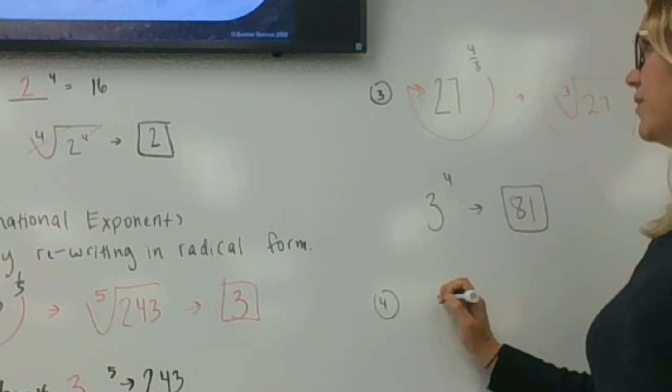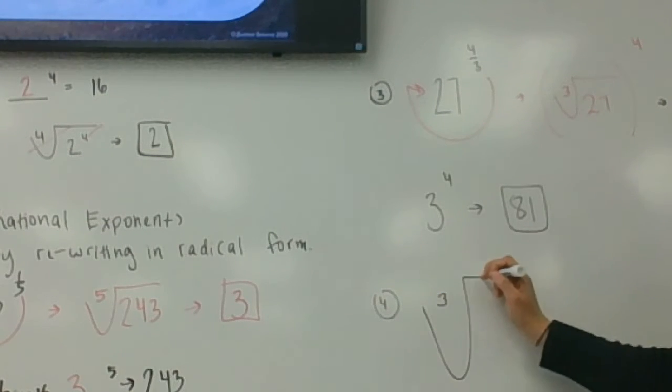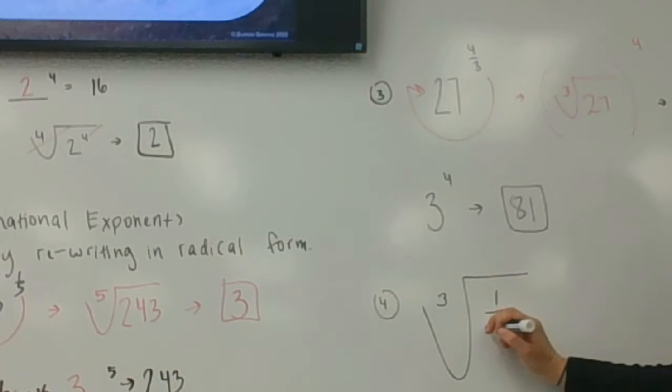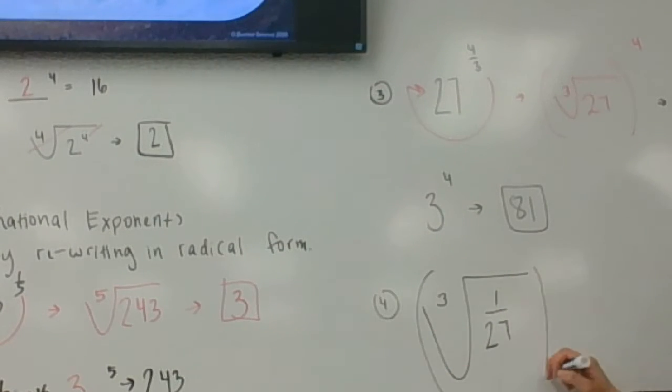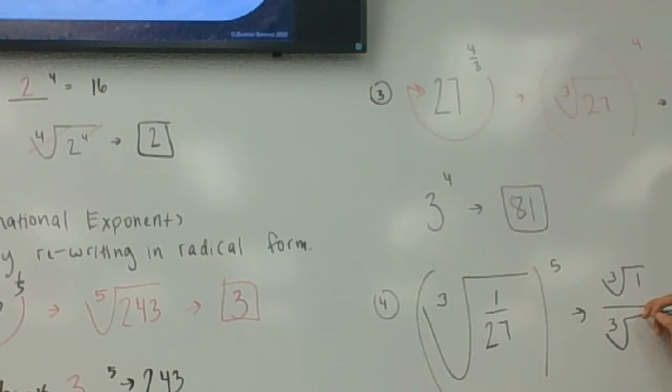Alright, so in number 4, I'm going to bring the 3 down and around and make this the cube root of 1 over 27 raised to the 5th power. So many people shied away from these fractions, but we're just looking at the top and bottom as individual radicals. The cube root of 1 is 1, and the cube root of 27 is 3, and the 5 stays on the outside. So I'm going to do 1 to the 5th, 3 to the 5th: 1 over 243. Yeah, 243.